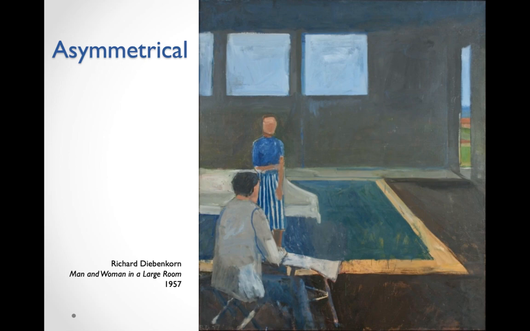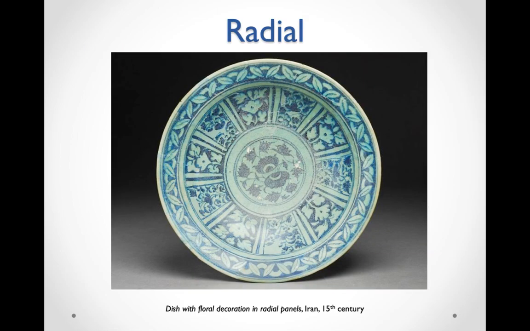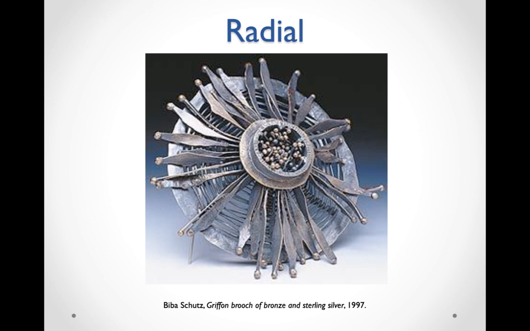Apparently with this one, if you were to cover up this door over here, it would feel too heavy over here, but having this door and the colors help balance it out. The last one is radial. And so everything just radiates out from the center. So you're talking about things like ceramics and jewelry. Those deal a lot sometimes with radial balance.